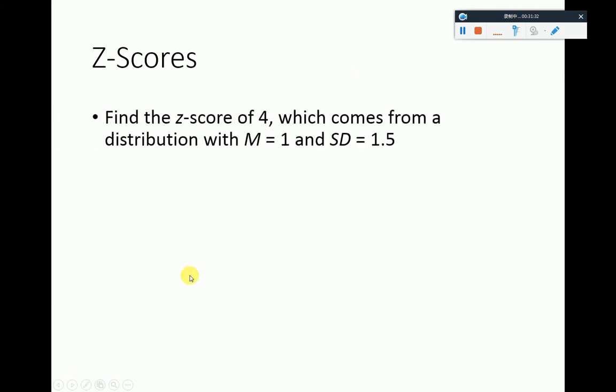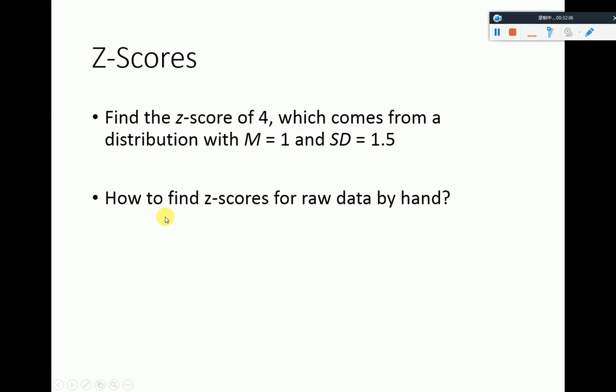All right, let's see if we really understand this. Imagine that in a sample we have a value that's 4, and I give you the sample mean, that's 1. And the standard deviation is 1.5. So what's the z-score? How do we convert this value to a z-value, or how do we standardize it? You should do this by yourself, by hand. You should pause now and do it yourself.